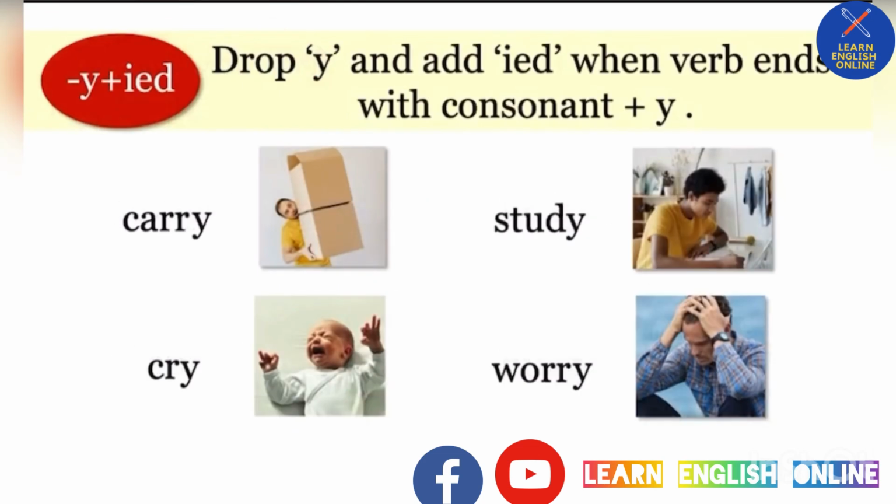And the last spelling change is drop y and add ied when the verb ends with consonant and y. So carry, we drop the y, add ied, and it changes to carried. Cry, cried. Study, drop the y, add ied, studied. Worry, drop the y, add ied, worried.